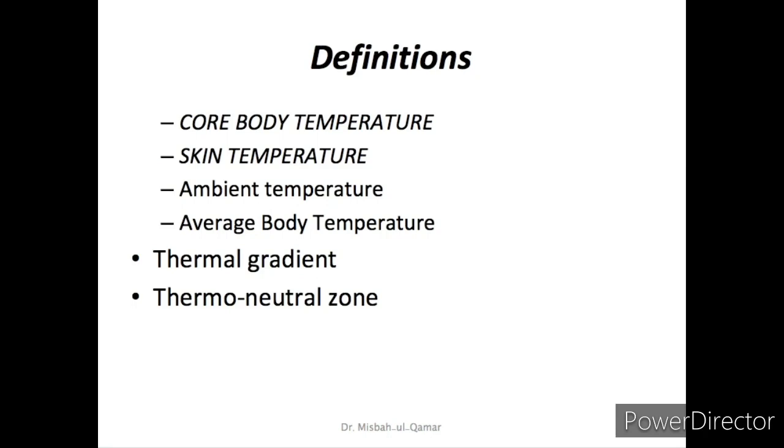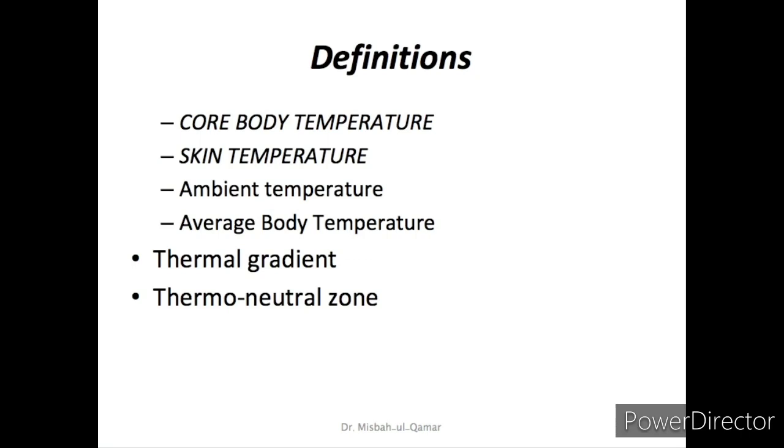Now, what is thermal gradient? You see, within the body, there is a difference between the core temperature and the skin temperature, or you can say the shell temperature. Now, this difference is called thermal gradient. And the ideal difference between the core and the skin temperature should be approximately 4 degrees centigrade. But you must also keep in mind that even within the core, temperature could vary from one organ to another. So in extreme circumstances, the core temperature could be even 20 degrees centigrade higher than the skin temperature.